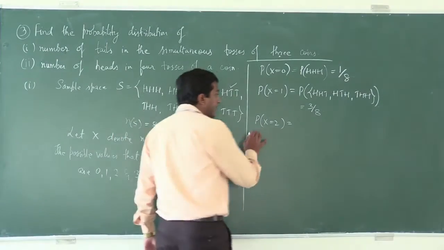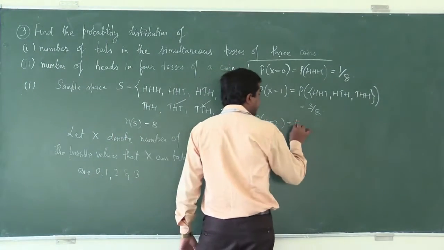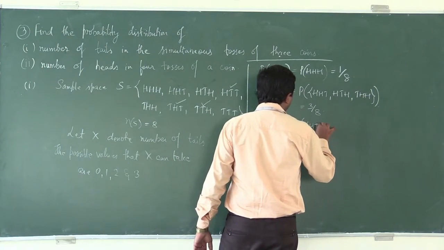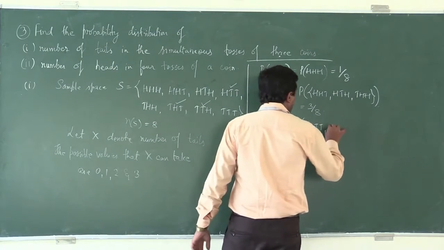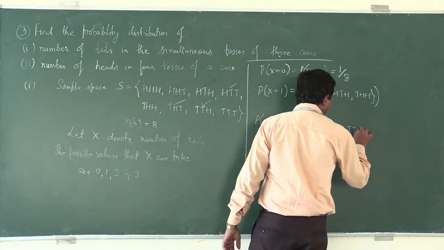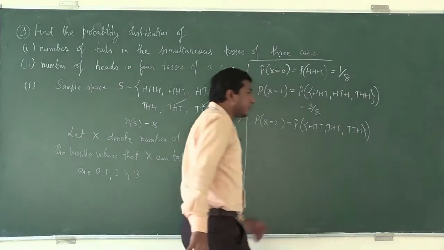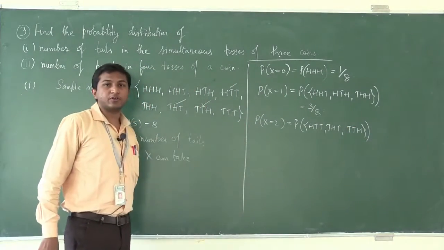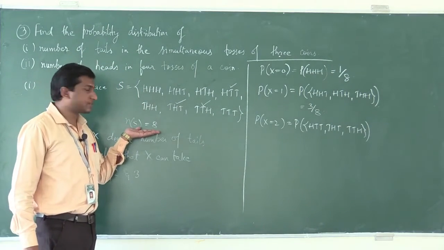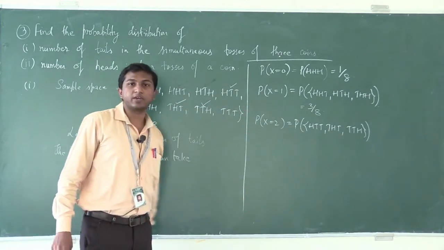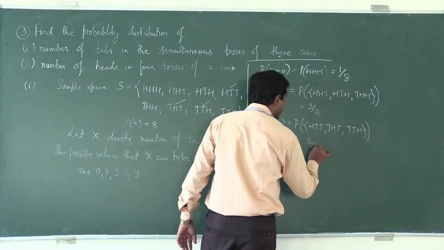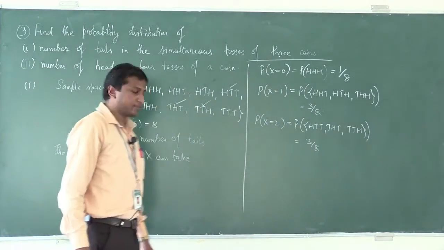So I can write P of x equals 2 equals P of the set containing the elements HTT, THT, TTH. So again we have an event containing 3 elements. So totally we have 8 elements in the sample space. Out of them we have taken 3 elements. So the probability is again equal to 3 by 8.